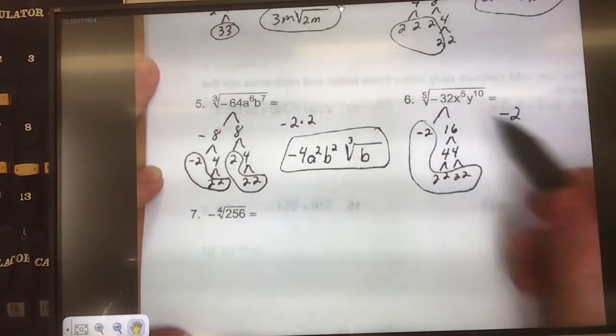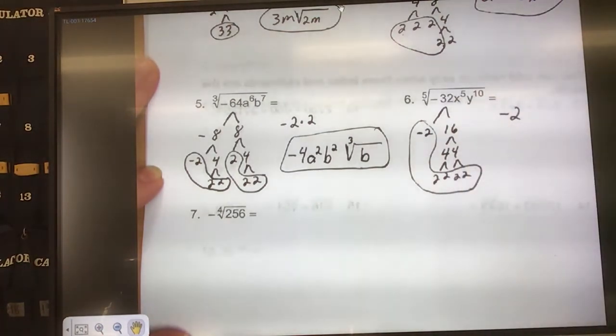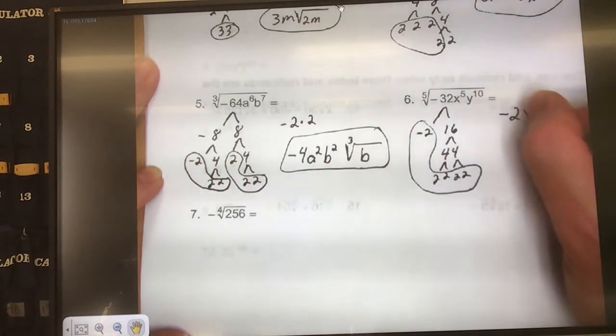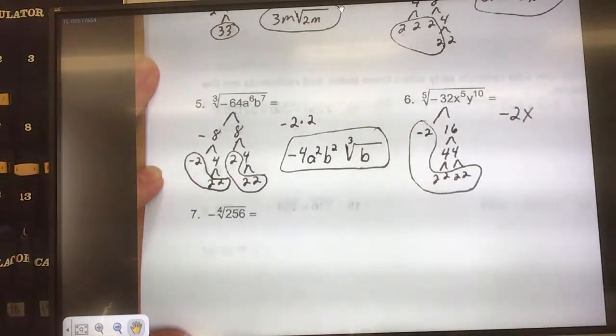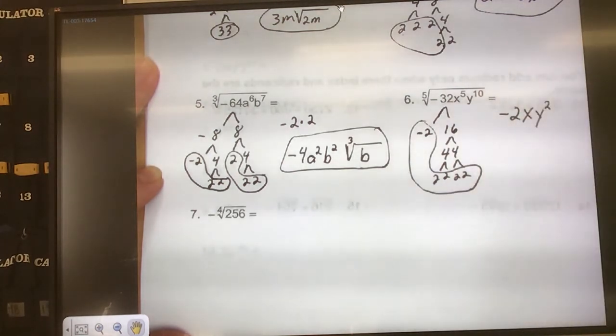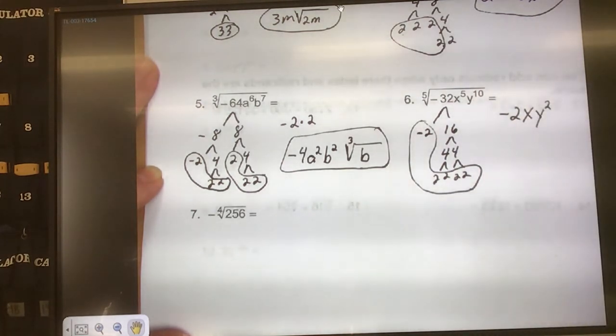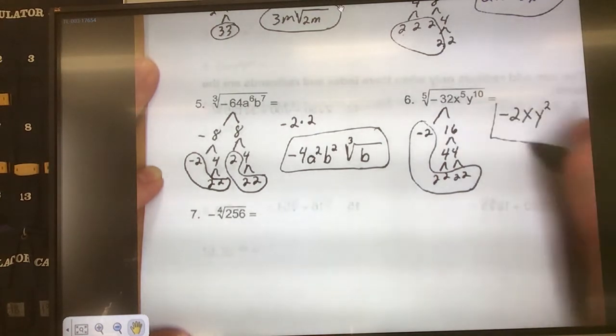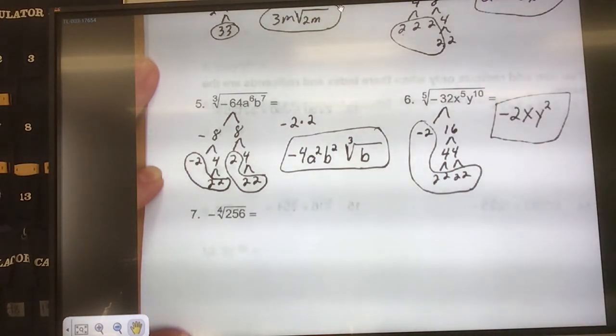How many 5-packs can I get out of x to the 5th? Just 1. Nothing left over. How many 5-packs can I get out of y to the 10th? 2. Nothing left over. There is no square root or 5th root left in this case. That is it. That is all. Boom. That is the 5th root of all that.